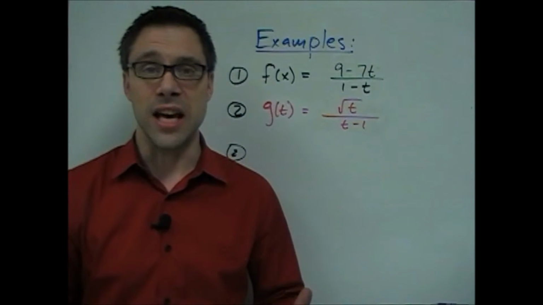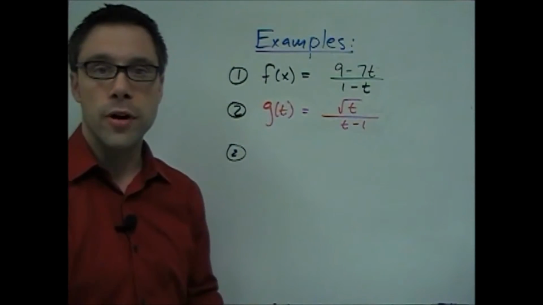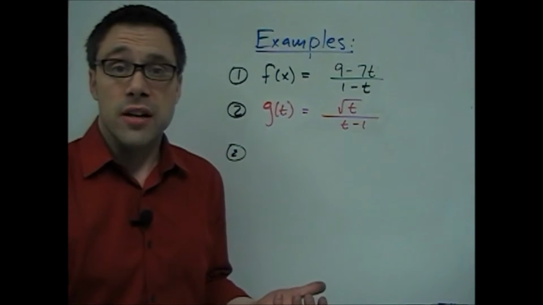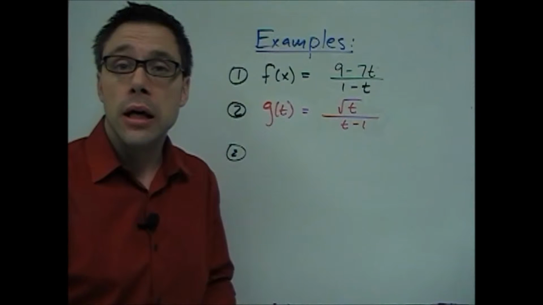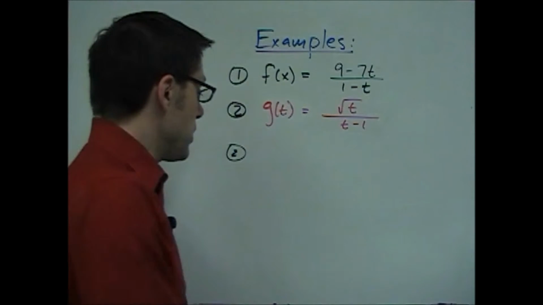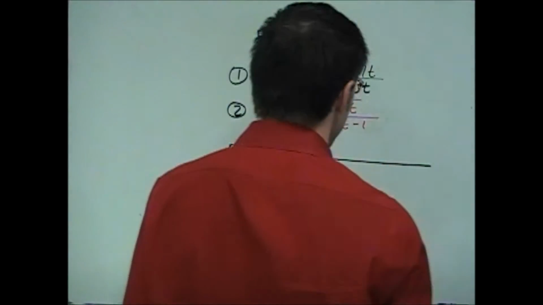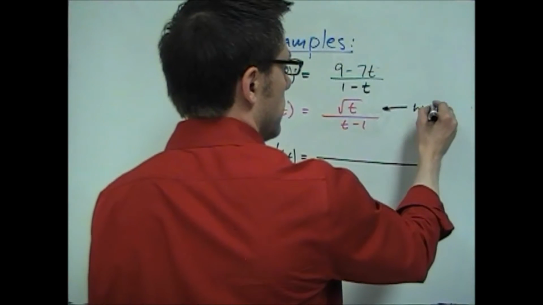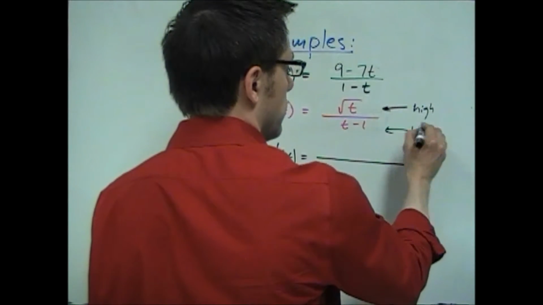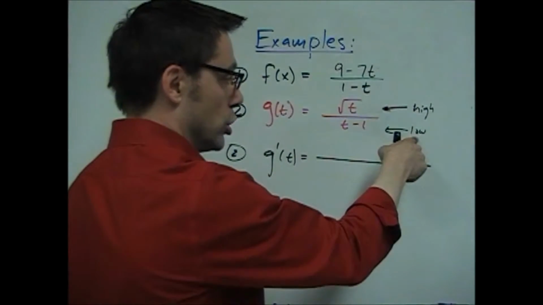So now let's do the second example. I've got g as a function of t. Again, it's just a quotient of two functions. All we've got to do is identify the top and the bottom, the high and the low, and go ahead and use our rule, our shortcut rule. So again, g prime of t is going to be a quotient. Identify this as, well, this is the high, and this is the low function, right? So remember, it's low d high, so low first.